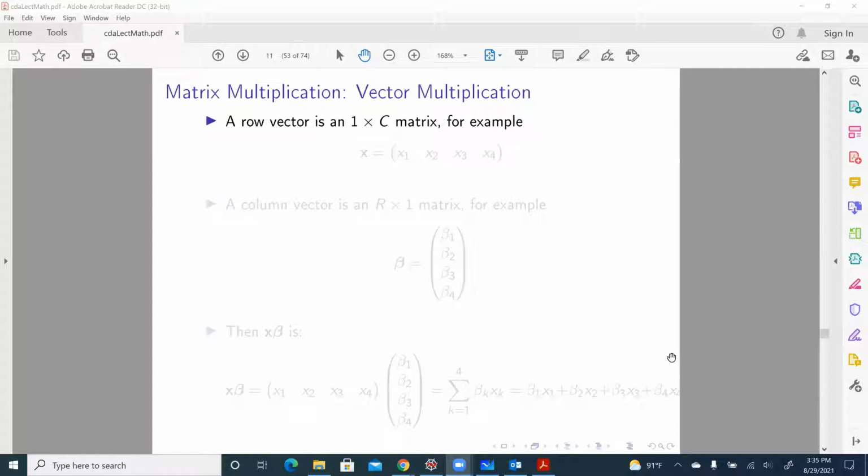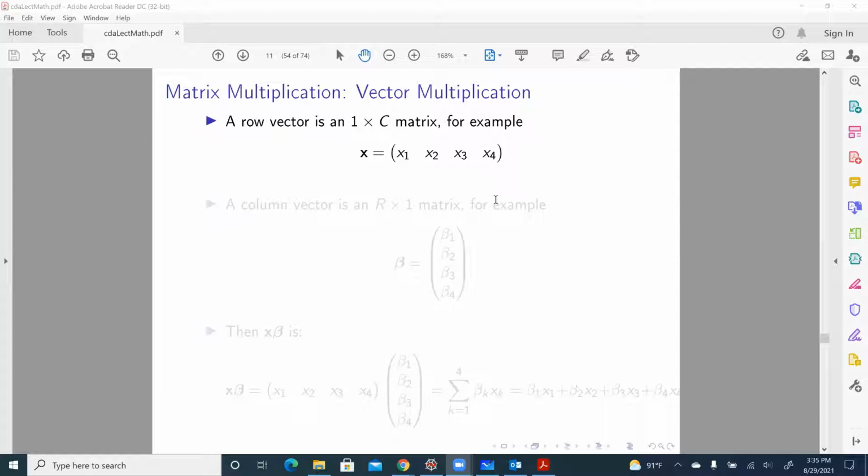So here we have a row vector, 1 by C. That means this matrix just has one row and C columns. So here, let's say C is 4, okay? So X is equal to X1, X2, X3, and X4.